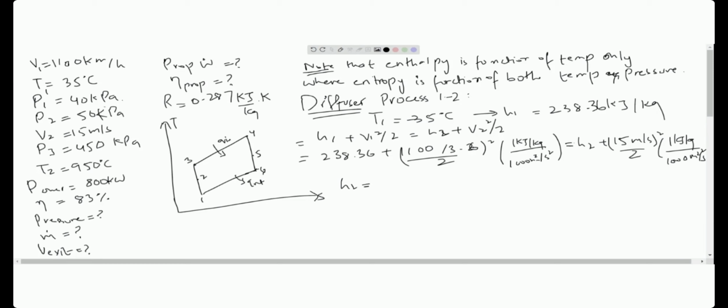So from here value of H2 will be 284.93 kilojoule per kg. For this value of H2, P2 value is 50 kilopascal. For both, entropy value is 5.8513 kilojoule per kg dot K.